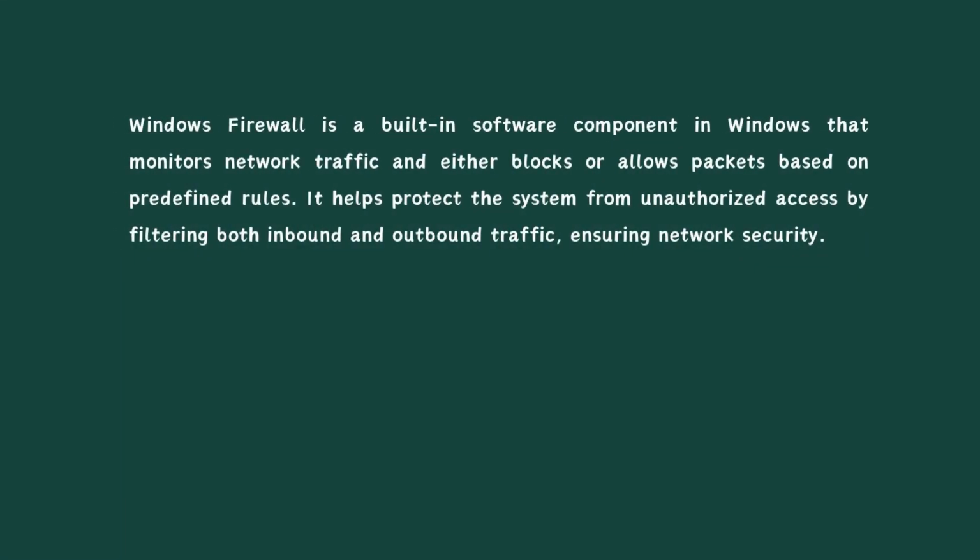Windows Firewall is a built-in software component in Windows that monitors network traffic and either blocks or allows packets based on predefined rules. It helps protect the system from unauthorized access by filtering both inbound and outbound traffic, ensuring network security.